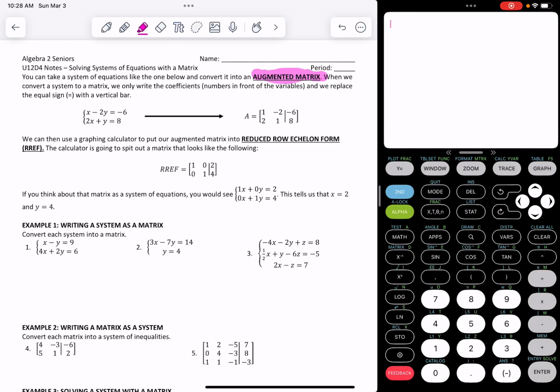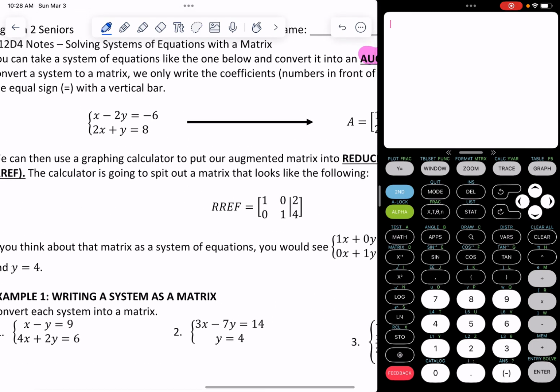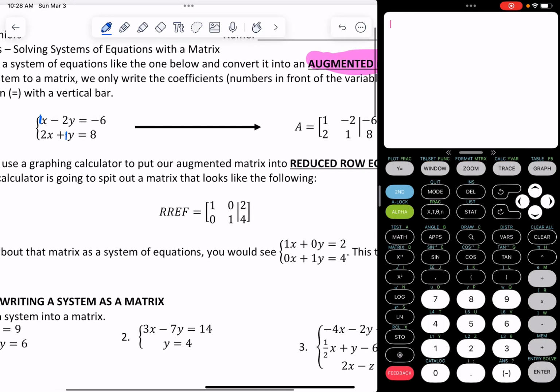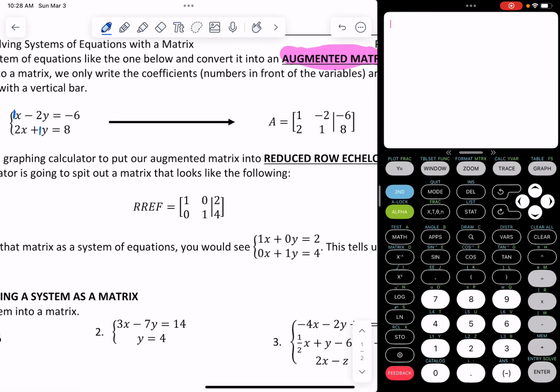When we convert a system to a matrix, we only write the coefficients, the numbers in front of the variables, and we replace the equal sign with a vertical bar. Like in this system, x minus 2y equals -6. So this is 1x minus 2y equals -6, and then 2x plus 1y equals 8. We write those coefficients: 1, -2, -6, and then 2, 1, 8. Again, this vertical bar is our equal sign. This column represents the x's, this column represents the y's, and here's our equal sign. So that's what we're working with.